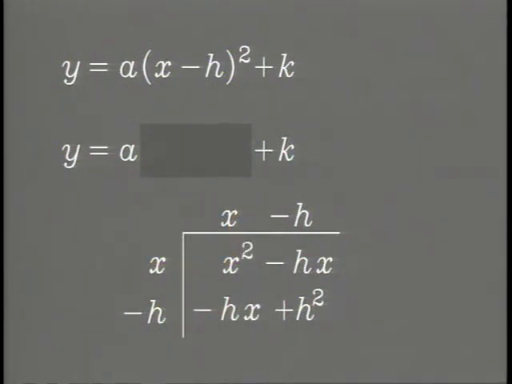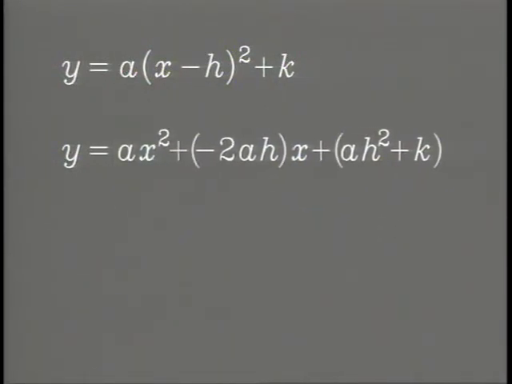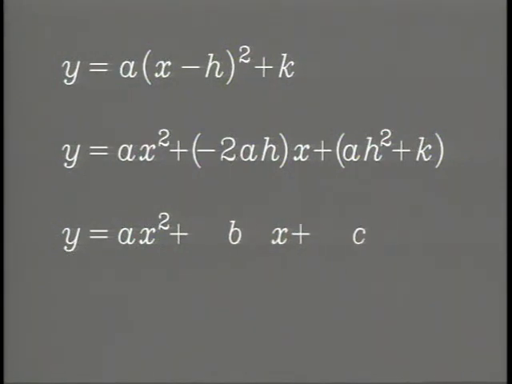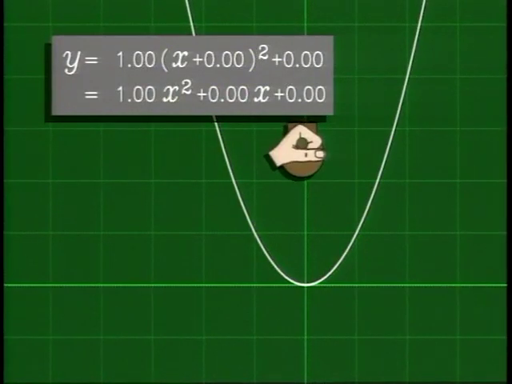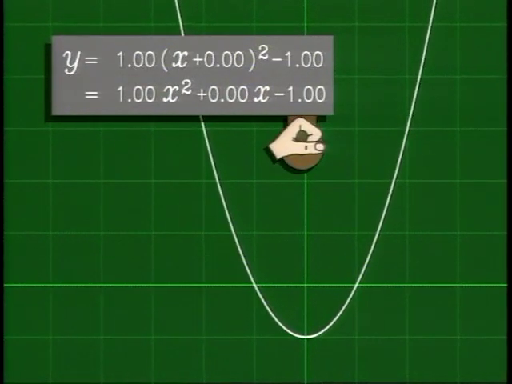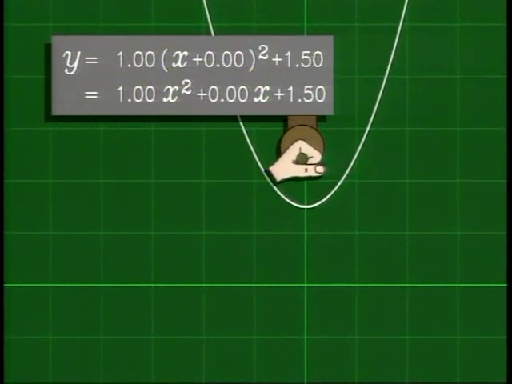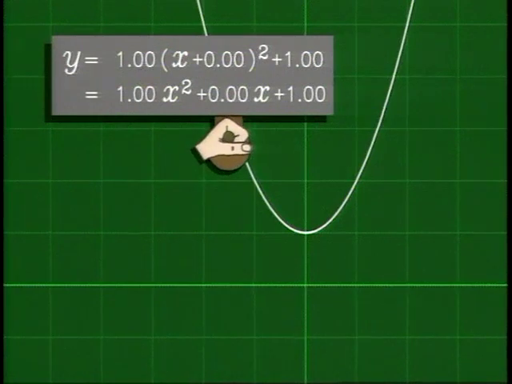To see this, square the quantity x minus h, multiply by a, add k, and rearrange the terms. The new equation expresses y as a quadratic polynomial in x. This number, which doesn't depend on x, is called the constant term. Changing its value translates the parabola up or down without changing its shape.